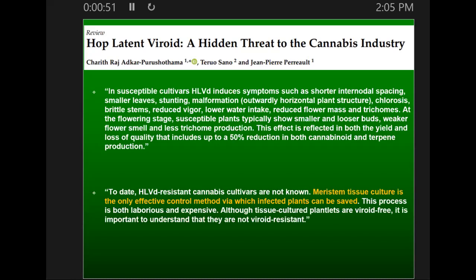So basically, the overall biomass of the plant gets hit. The secondary metabolite products get hit, and so even the trichomes look malformed and not full of secondary metabolites. And so a 50% reduction in cannabinoid and terpene production, that's pretty significant. The only way they're finding to try to permanently get rid of it is to use meristem tissue culture techniques.